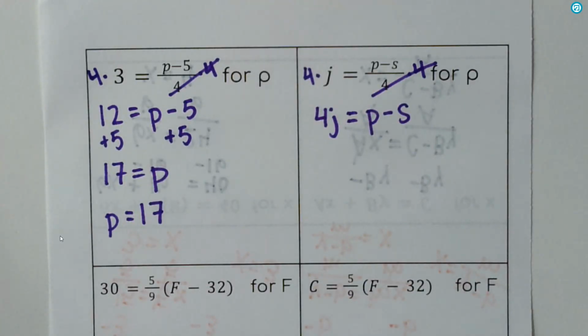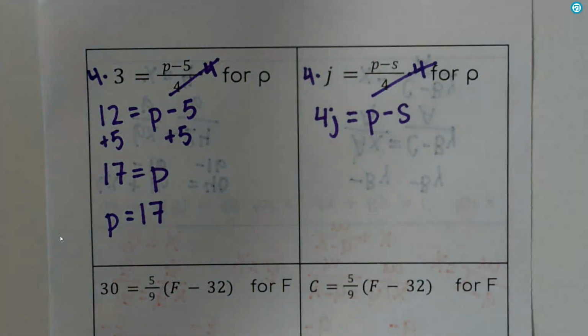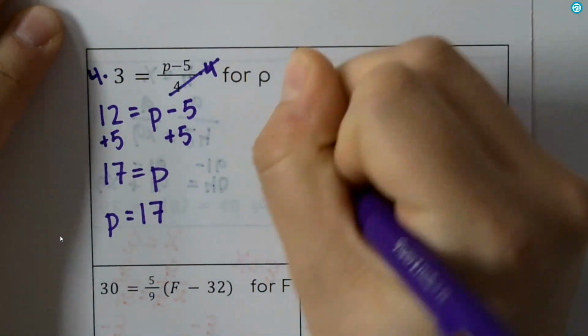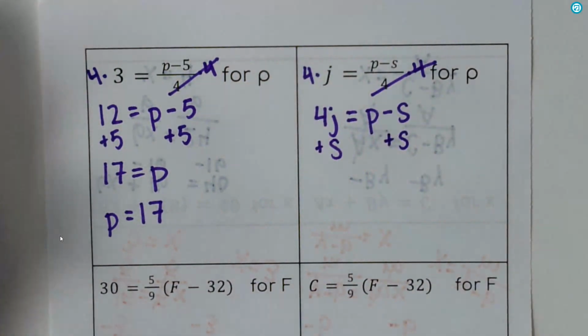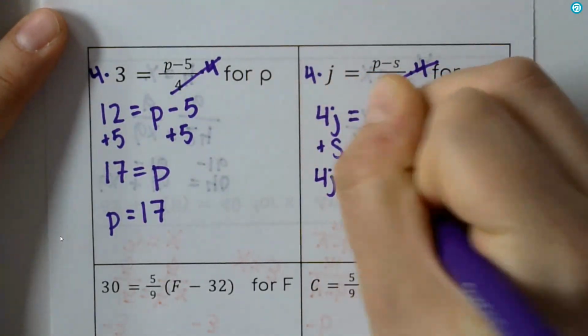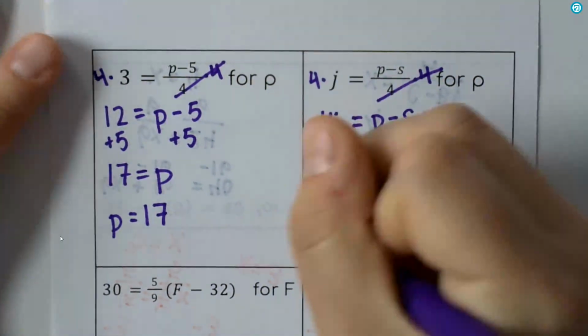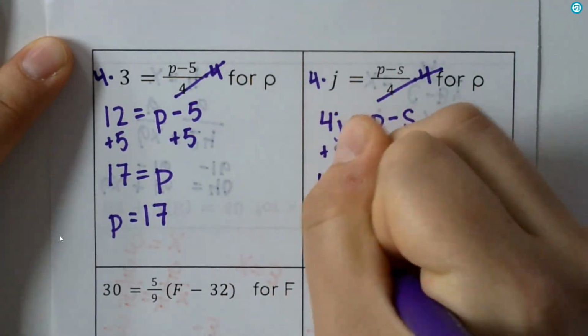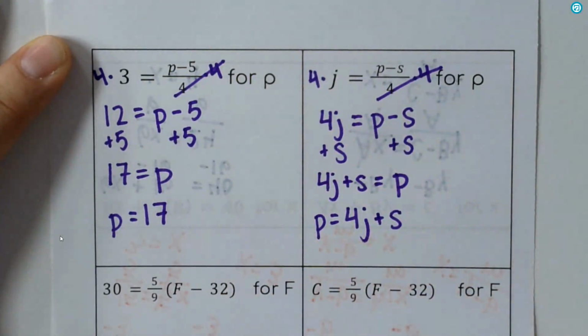Okay, what is keeping the p from being by itself? The s. What operation is the s doing? Subtracting. Opposite of subtracting is? Adding. So you're just going to add s to both sides. So don't overthink. Ask yourself those questions. What's keeping it from being by itself? What's the opposite of that? So 4j plus s equals p. And then at the end, we're going to flip that around. P equals 4j plus s.